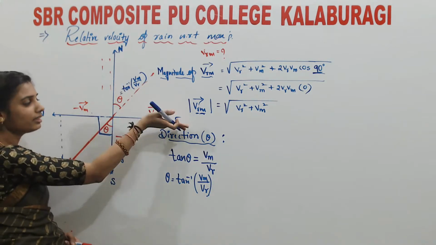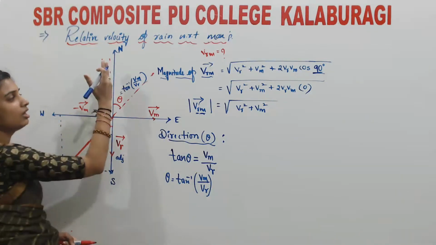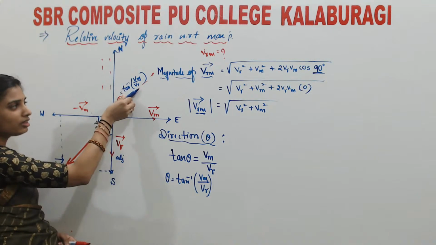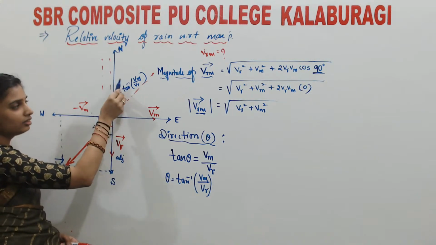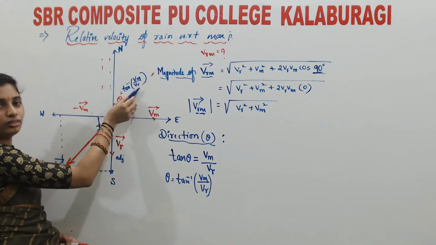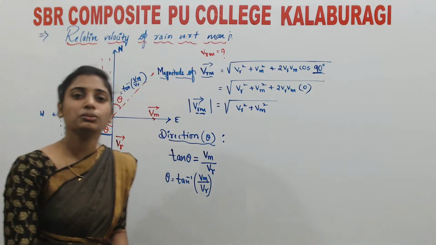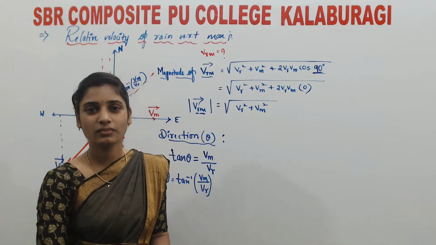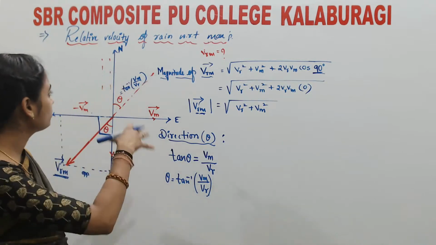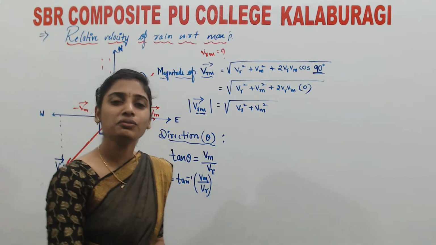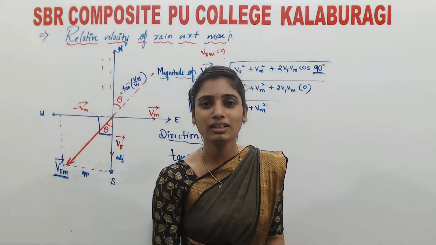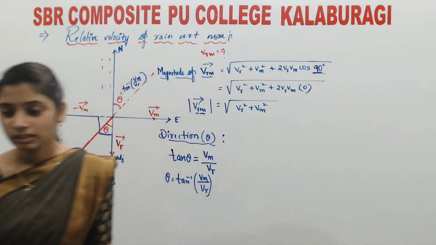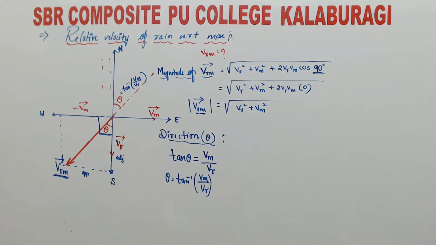If man is moving like this and rain is falling like this, he has to hold his umbrella from the vertical by making an angle theta. So at this much angle he has to hold his umbrella so that he can save himself from the rain. Okay, so this is the theory, and now we will move to the numerical so that you will come to know how to solve the rain man problem. So now moving to the numerical.